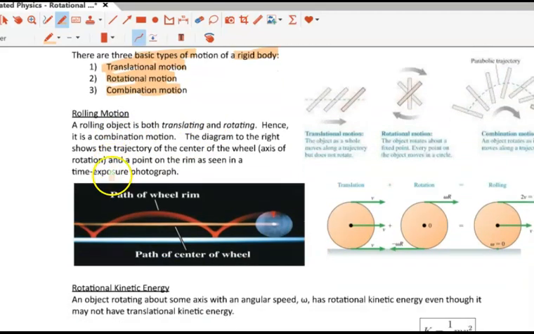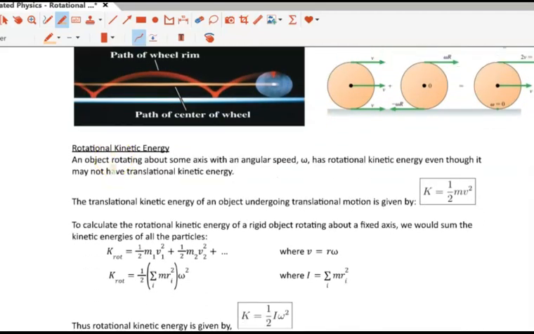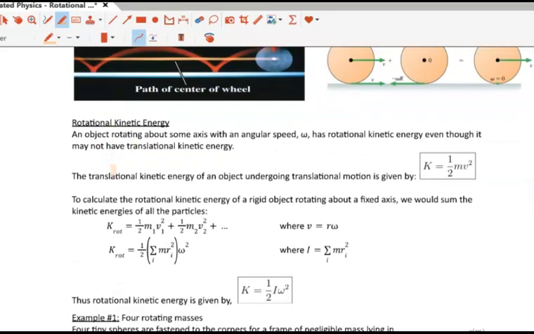All right, so moving down in the notes, you'll see I've introduced rotational kinetic energy. Here you can see that we've talked about the translational kinetic energy. So when something is just moving to the right, it only has translational kinetic energy, and that's calculated by using the formula 1/2 mass times velocity squared.